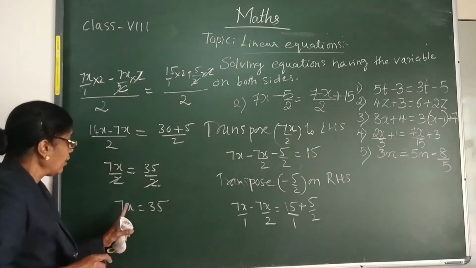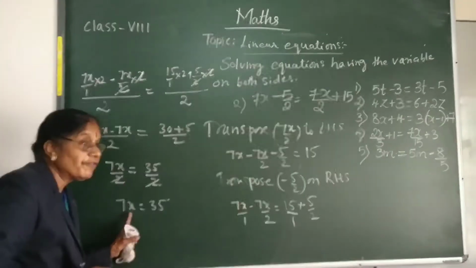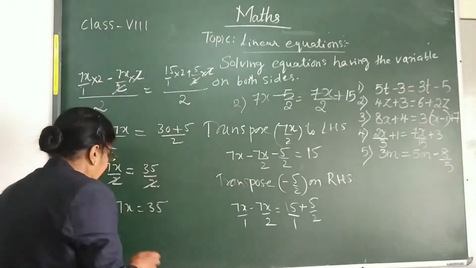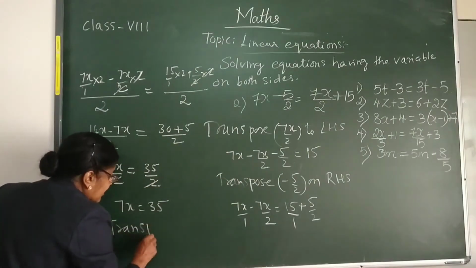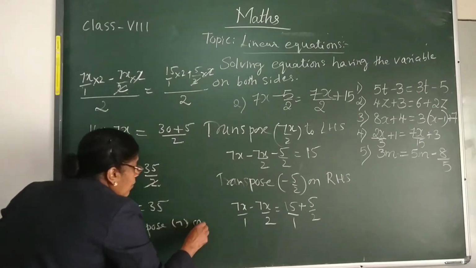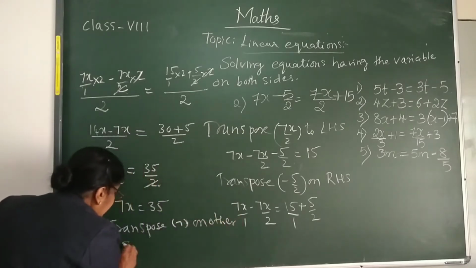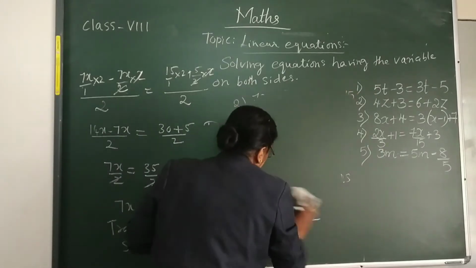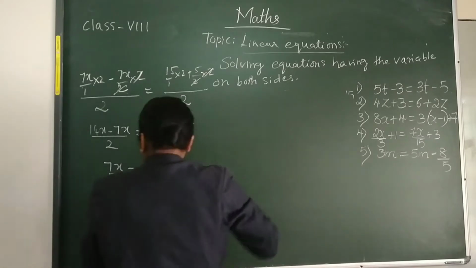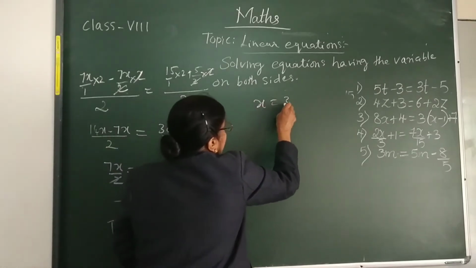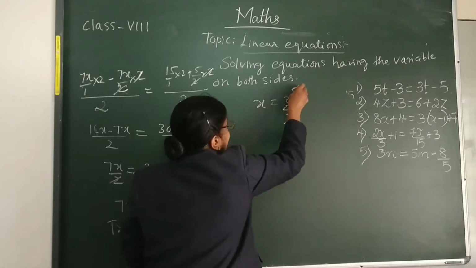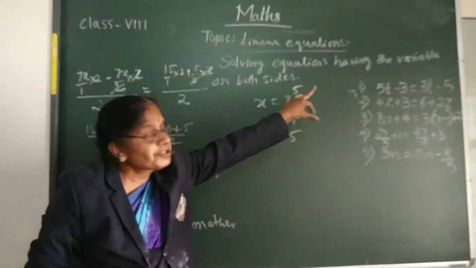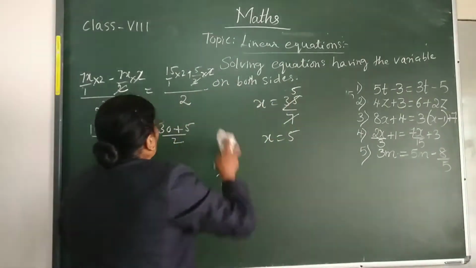Again, see, the x coefficient is 7. So we have to find out the value of x. This we can do only when we transpose 7 to the other side. So next what are we going to do? Transpose 7 to the other side. What do we get? Let us see. If I transpose 7 to the other side, I will get the answer as x is equal to 35 by 7. 7 fives are 35. So x is equal to 5. So this is how we can solve the equations having the variable on both the sides.